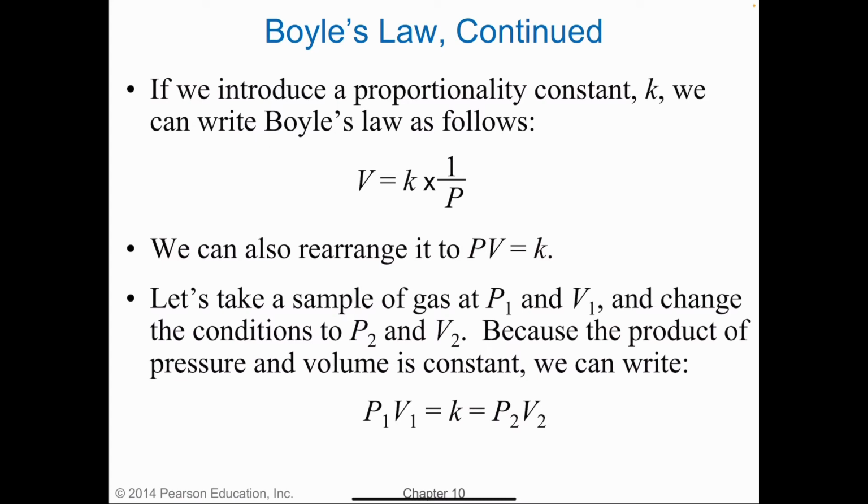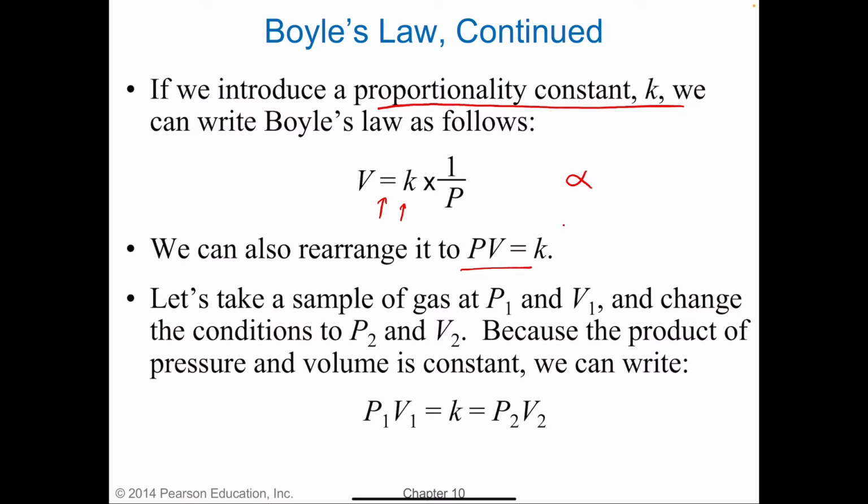A little bit more about Boyle's law. If we introduce an arbitrary proportionality constant, and we'll use the letter K, we can write Boyle's law as follows. Notice now we're using an equal sign instead of the proportional to sign. Volume is equal to some arbitrary number K times 1 over P. And we could rearrange that so we don't have any fractions: PV equals K.